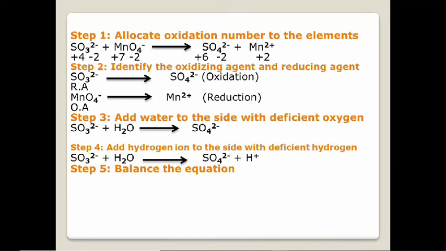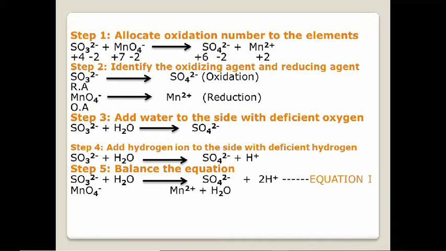Sulfur is 1 on the reactant side, and on the product side it is 1. Hydrogen is 2 on the reactant side, but on the product side it is just 1. That means we have to add hydrogen ions, we have to add 2 hydrogen ions, to balance the equation there. And the same thing goes for the permanganate ion, the reduction process.